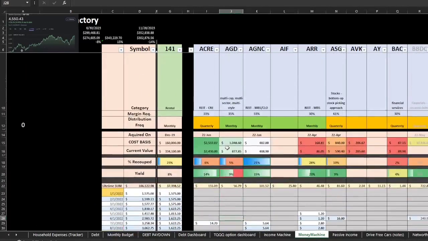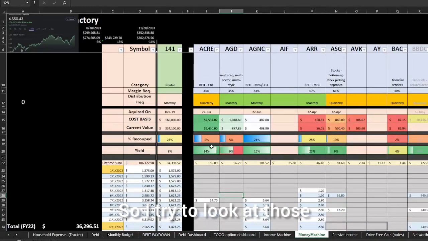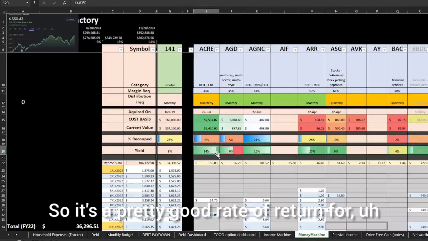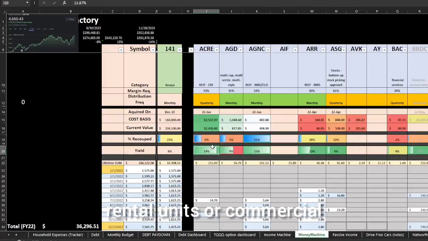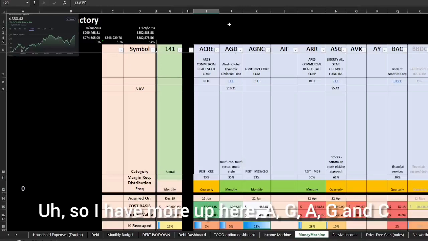So, and then it's fully paid for. I like that strategy, so I try to look at those. So it's a pretty good rate of return for rental units or commercial real estate. Okay, so I have more up here: AAG, and C.